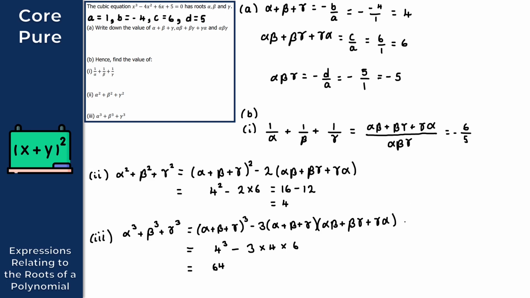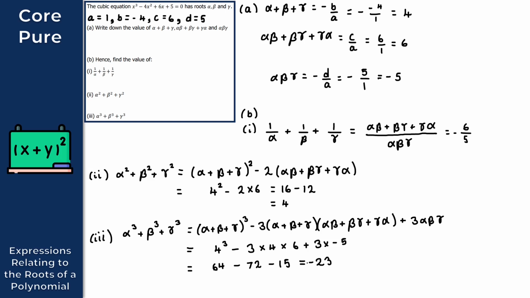Oops, I'm also missing something. I'm also missing the 3 alpha beta gamma here, so don't forget that. There we go. I knew I was missing something. So in that case, 3 lots of alpha beta gamma, and alpha beta gamma is equal to minus 5. So I've then got plus 3 times minus 5. So 3 times 4 times 6 gives me minus 72, and 3 times minus 5 gives me minus 15. So I've got 64 minus 72 minus 15, and if we evaluate this, we get minus 23.